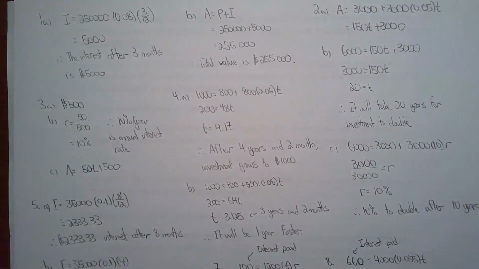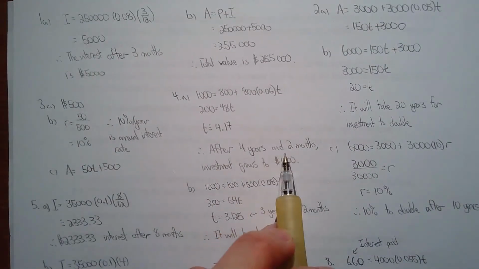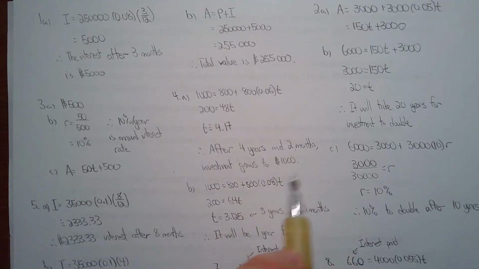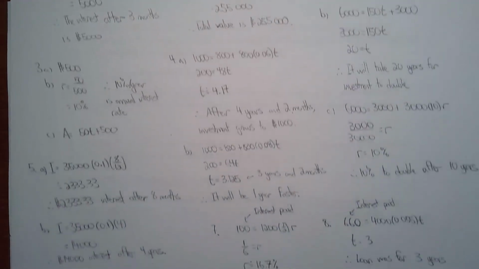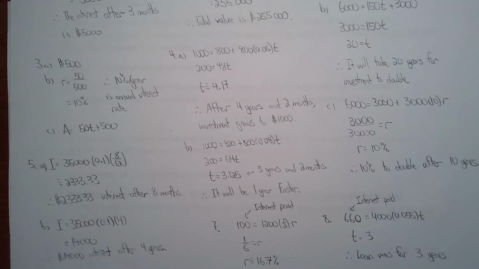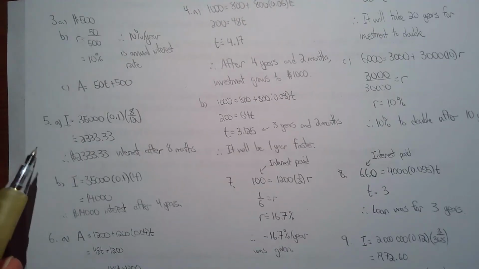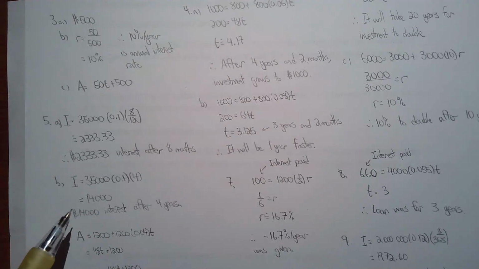But you have to round up, because if it was like 4 years, 2 months, and some odd days, you have to wait till the 4th year and 3rd month to actually grow to the $1,000. Because the bank won't pay you and you won't reach that amount that you desire. 4B, just subbing in a new rate, 8% instead of 6%. So how much faster will it be? Question 5, you're just solving for the interest after 8 months, solving for the interest after 4 years.